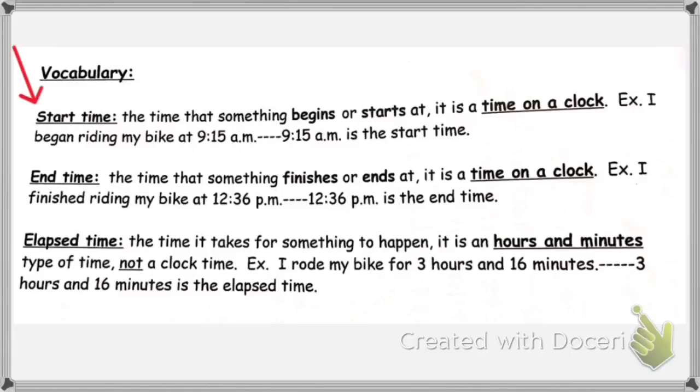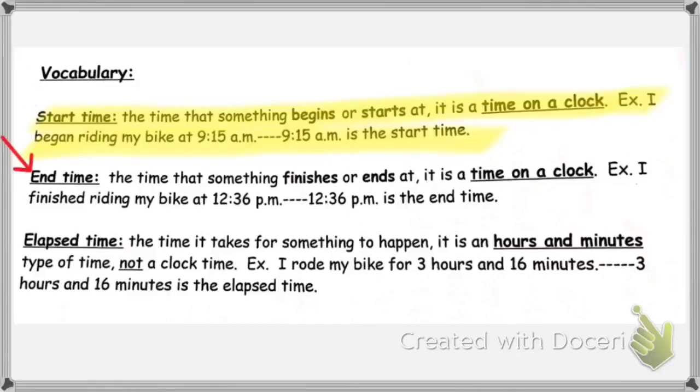First thing we have is start time. Start time is the time that something begins or starts at. It's a time on a clock. So example, I began riding my bike at 9:15 a.m. 9:15 a.m. is a start time. 9:15 is a time we would see on a clock, and that's the time we began or we started riding. So that's our start time.